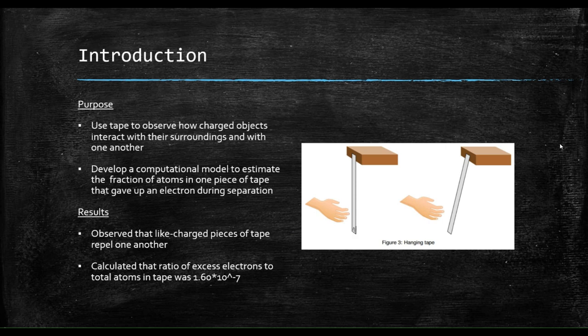Little preview of the results. I observed that the like-charged pieces of tape repel one another as expected, and I calculated that the ratio of excess electrons to total atoms in the tape was 1.60 times 10 to the negative 7.